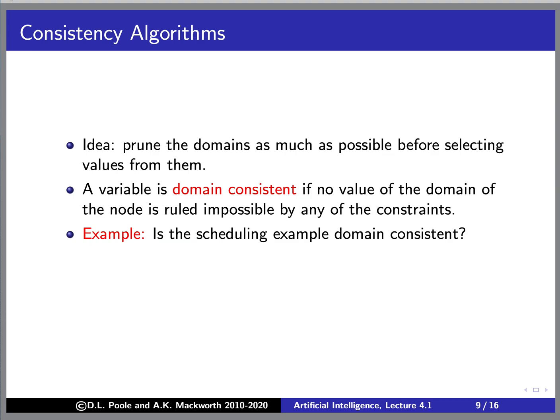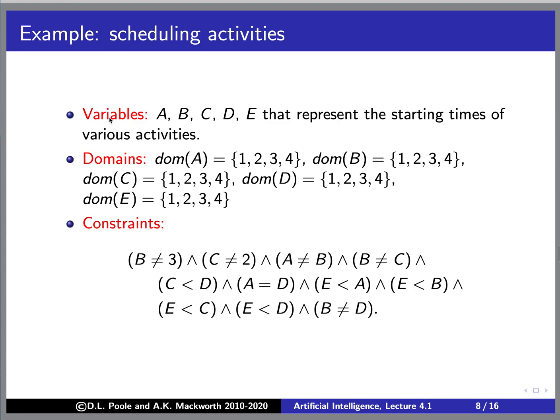So let's look at this previous one as a scheduling example, and make it domain consistent. We have a constraint that says b is not equal to 3. If you look at the domain of b, where it's 1, 2, 3, or 4, we know b cannot be 3, because that's one of the constraints. So we can remove 3 from the domain of b without removing any of the constraints, and we can do this once and for all at the very start. Similarly, c is not equal to 2 is a constraint, so we can remove 2 from the domain of c.